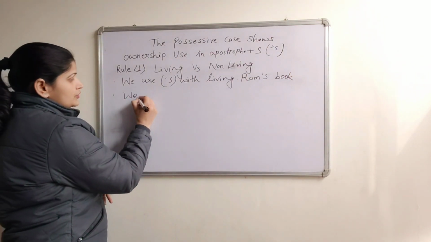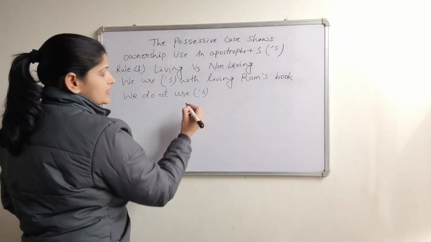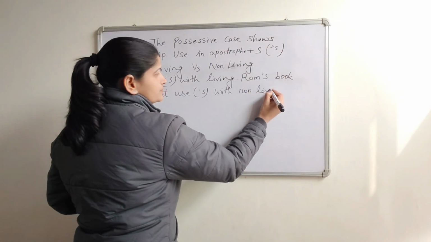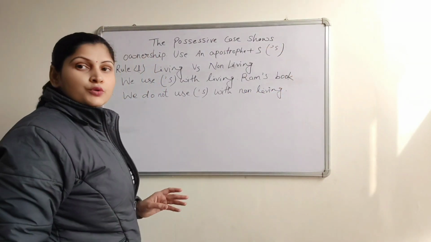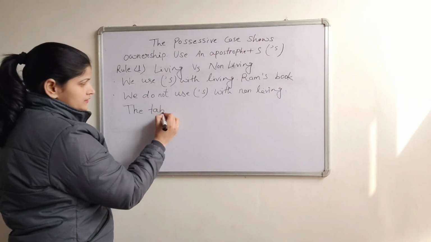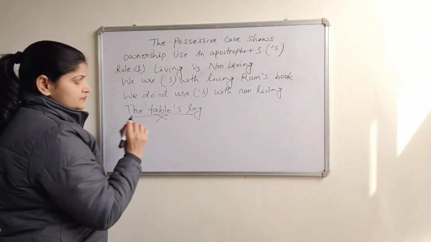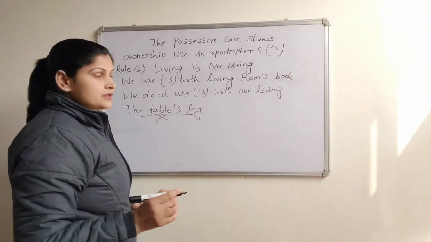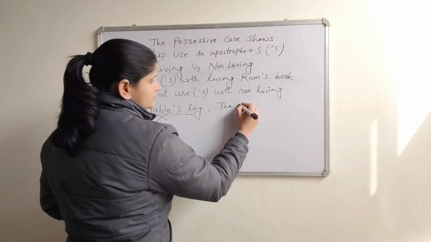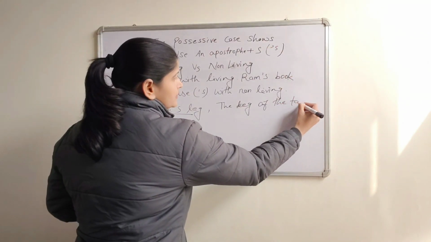We do not use apostrophe s with non-living. You cannot say the table's leg. You cannot say this, but we should say the leg of the table.